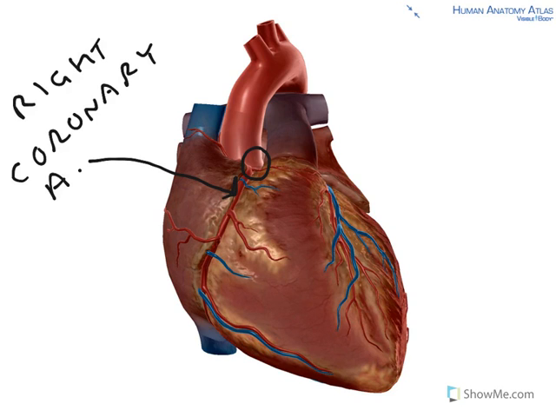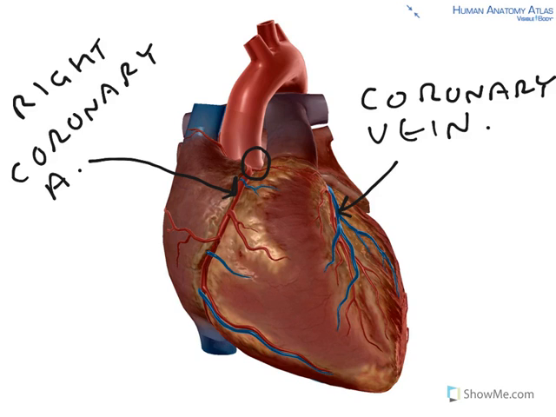In addition, we have a number of venous channels which are draining deoxygenated blood from the heart muscle. And as you might have guessed, these are called the coronary veins. There are many of them, and they're quite variable.